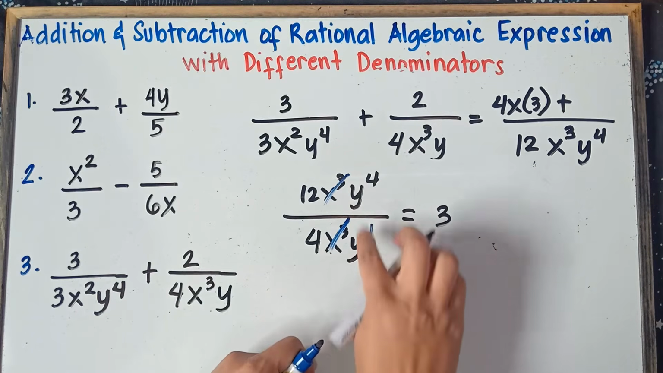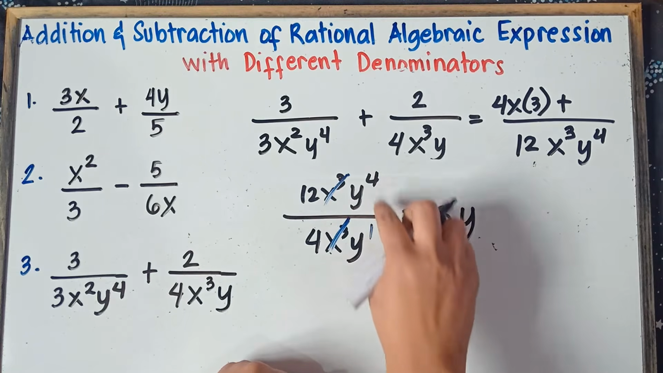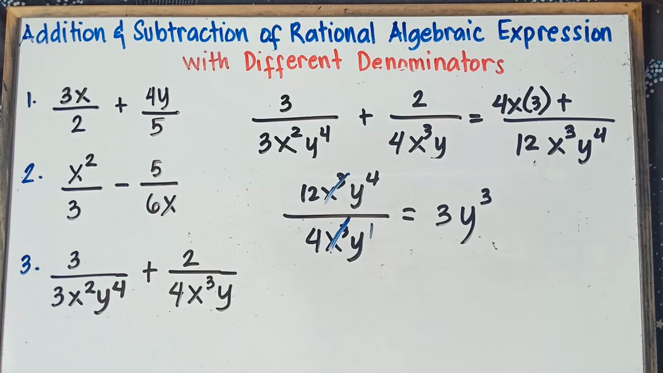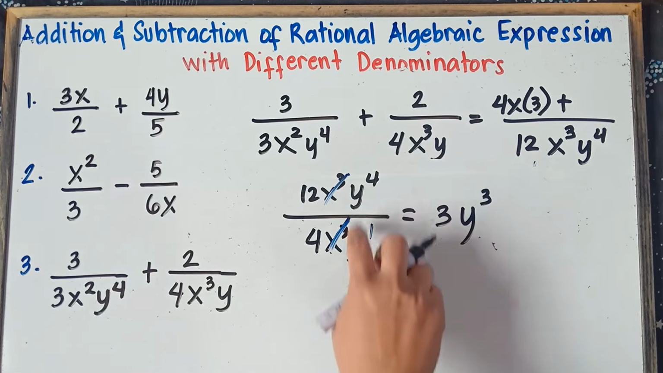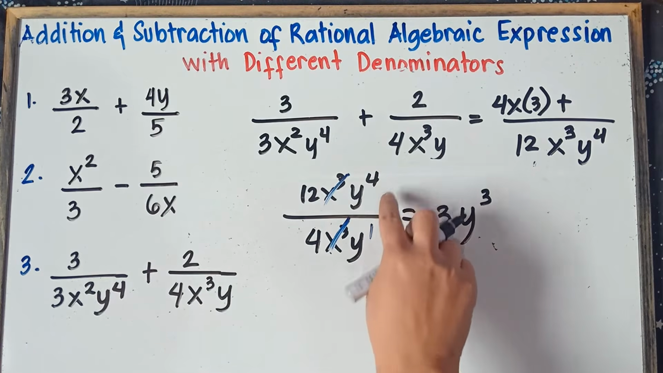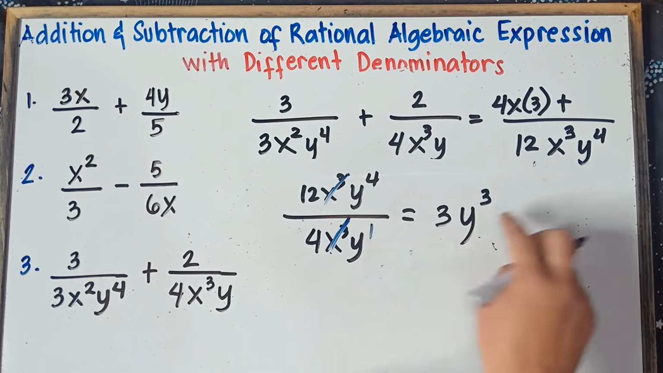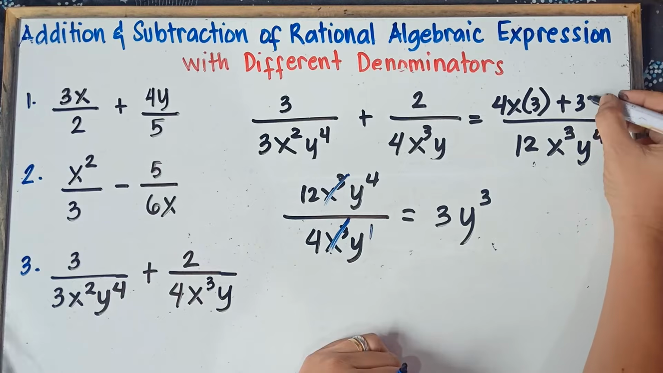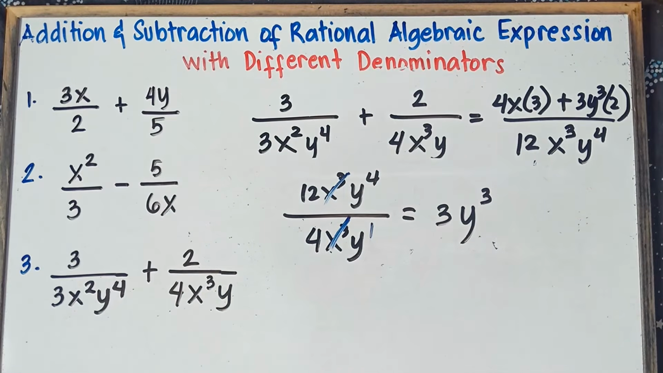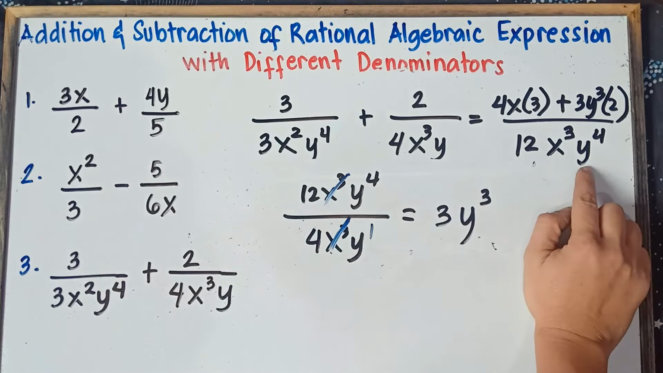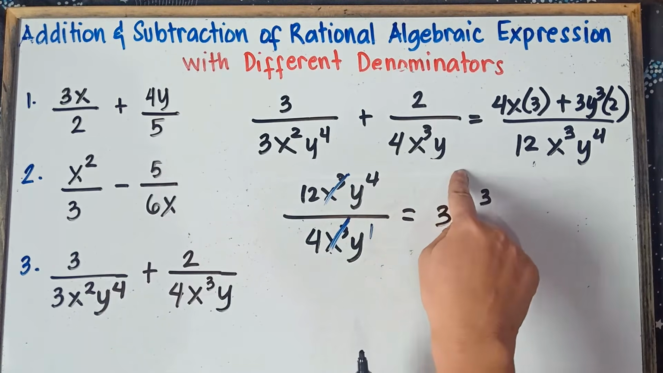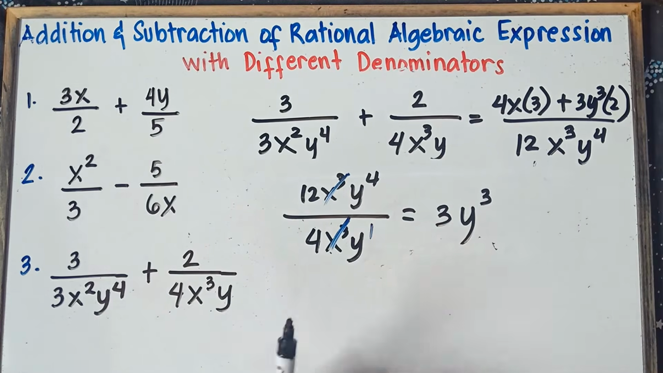So once again, class, copy the base, copy y, subtract the exponent, 4 minus 1, that would be equal to 3. I hope you still remember, class, with regards to the quotient rule. Same base, copy the base, subtract the exponent, 4 minus 1, that would be equal to 3. So therefore, this will be 3y cubed. So 3y cubed multiplied by 2. Alright, so once again, 12x cubed, y raised to the power of 4, divide 4x cubed y. So the answer is 3y cubed.